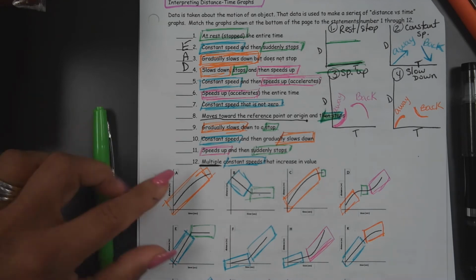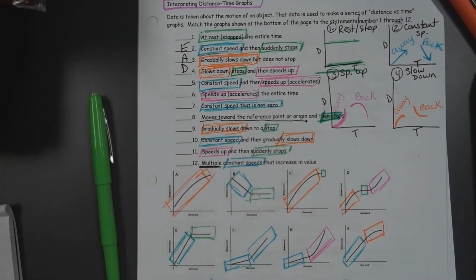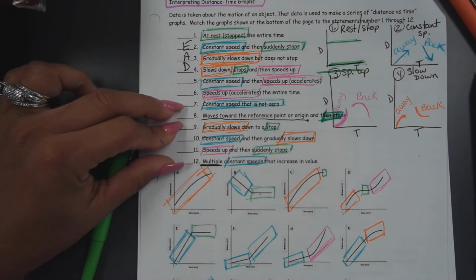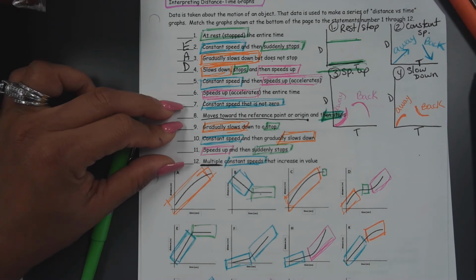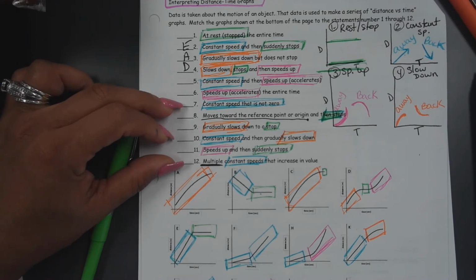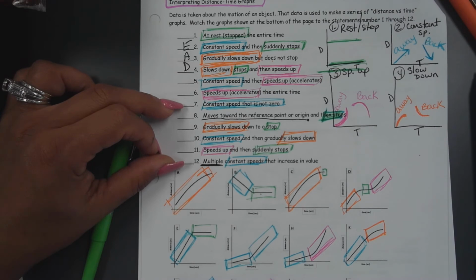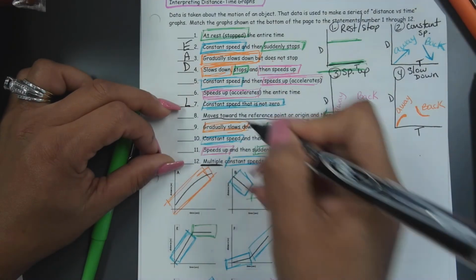No, because it goes from slowing down to stop. Okay, I get it. But let's go ahead and look at 7, 8, and 12. 7 says constant speed that is not 0, but 12 says multiple constant speeds. Could we all agree that a constant speed that is not 0, for example number 7, is going to be L? It's just one constant speed.